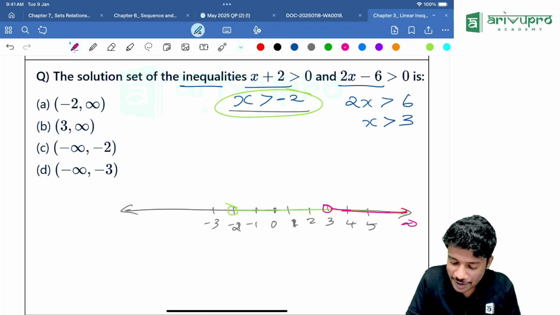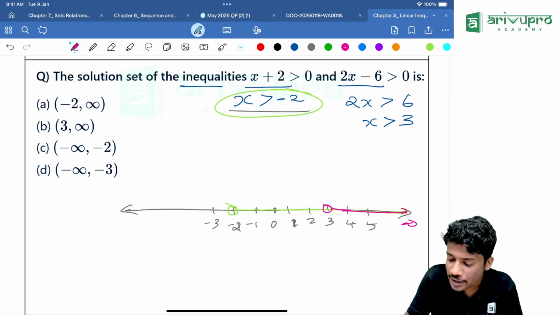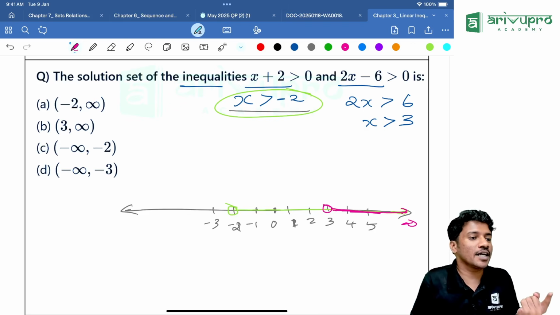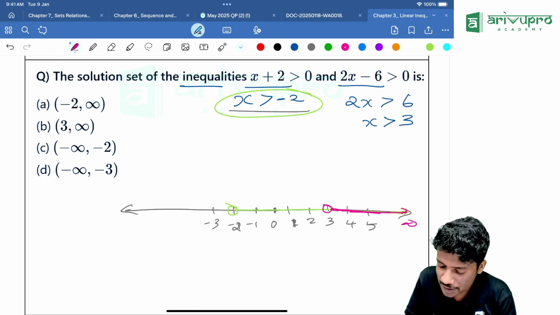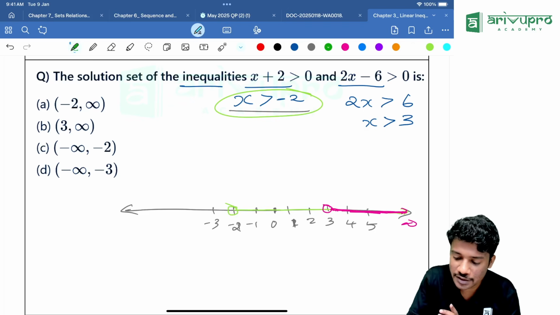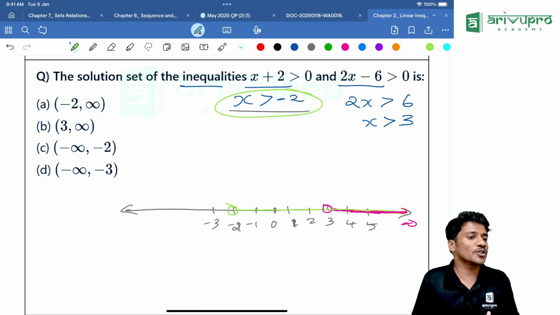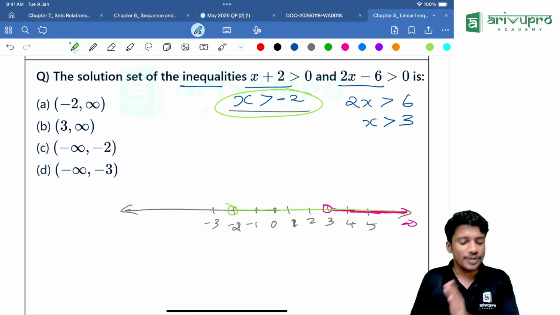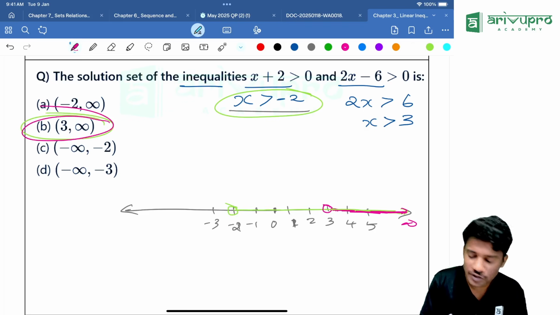No, that means option A cannot be correct. Is 1 greater than 3? No, that means that is not correct. Which is satisfying both the colors? Where is the presence of both the colors? From 3 to infinity, both the colors are there. That means light green is also there, then the red color is also there. That means which is the common area for both? 3 to infinity. Answer is what? Option B.